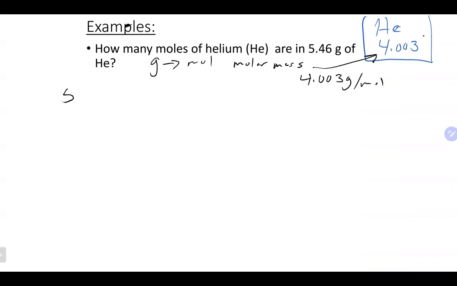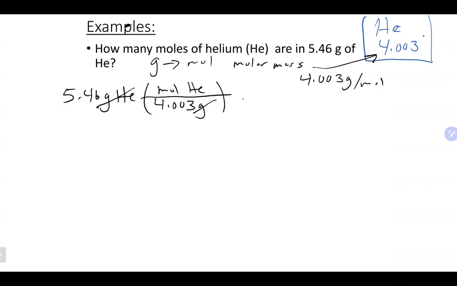So we would start with our 5.46 grams of helium. You can just treat it like a dimensional analysis. Grams are on top, which means grams need to go on the bottom to cancel. We're basically dividing. So 4.003 grams per mole of helium. The grams will cancel each other, and we take our 5.46 and divide it by 4.003, which gives us 1.36 moles of helium in this case.